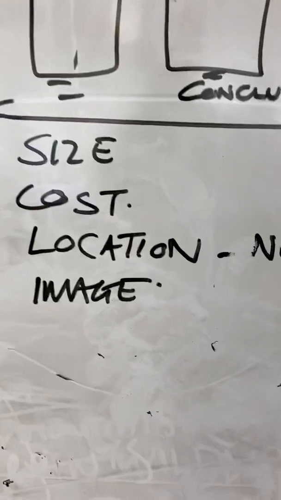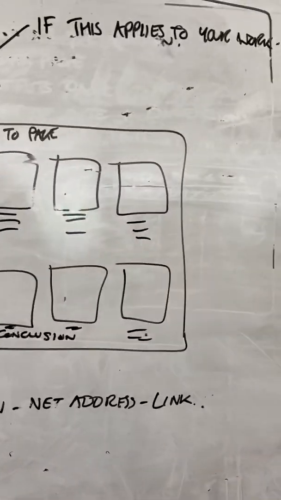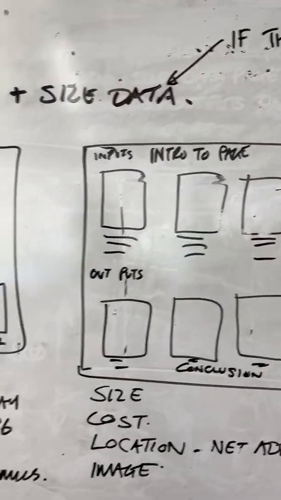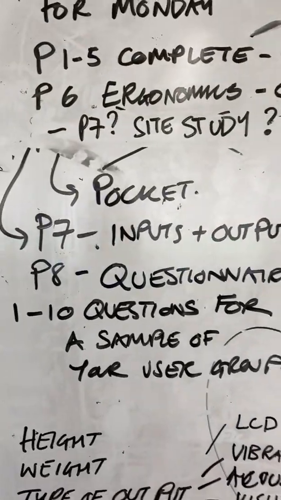And that should also have an image next to it. You should be able to harvest that out of your previous work that you did for the electronic game. So inputs and outputs should be a really simple page.